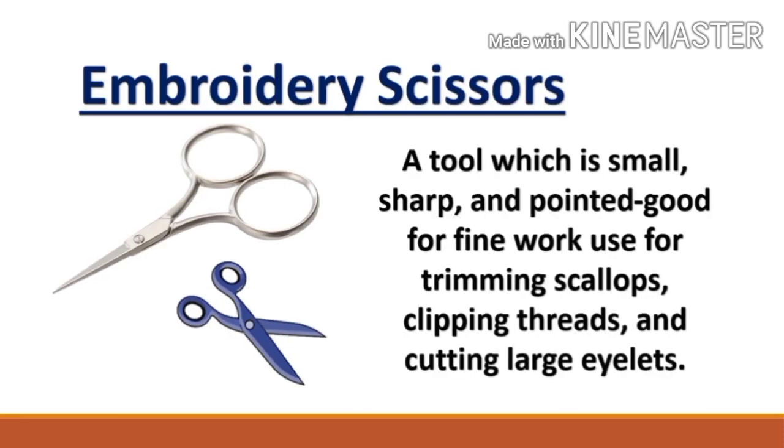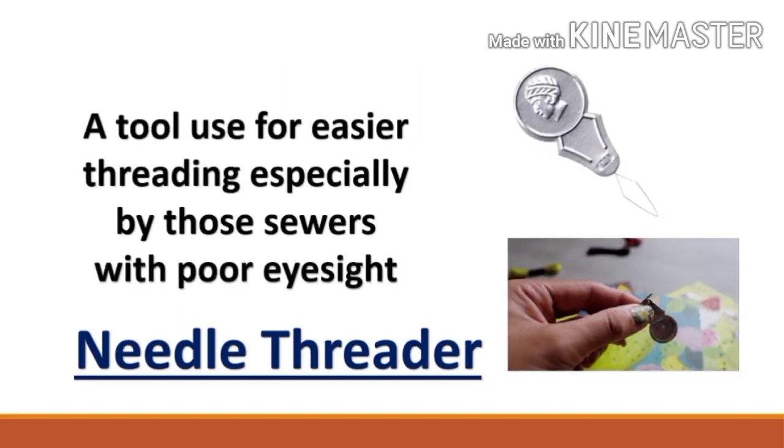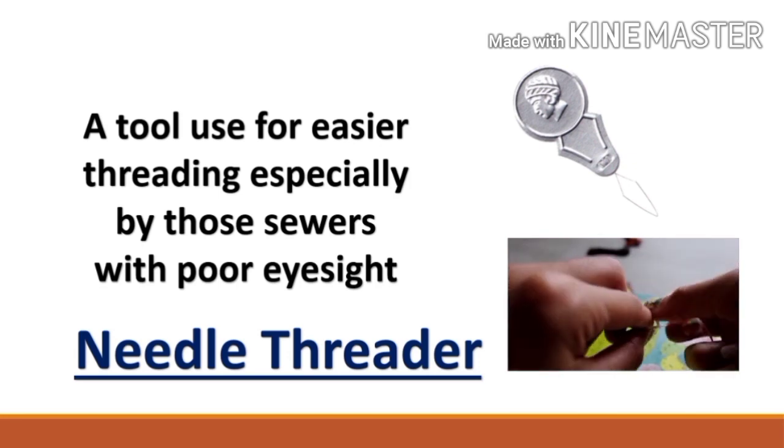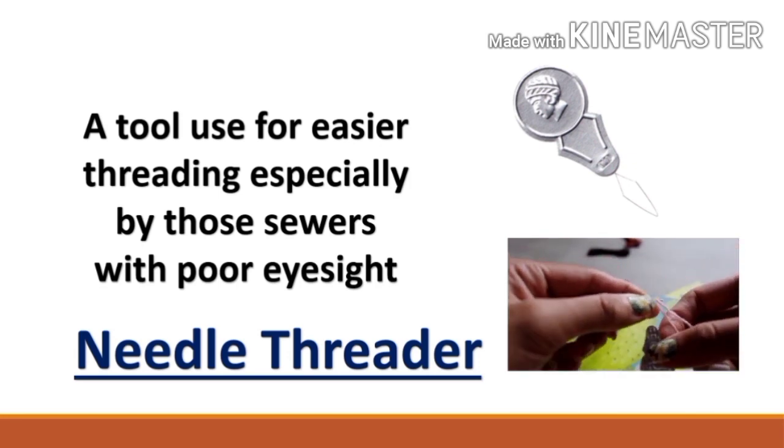The next one is the embroidery scissors. It is a tool which is small, sharp, and pointed. It is good for fine work used for trimming scallops, clipping threads, and cutting large eyelets. The next one is the needle threader. It is a tool used for easier threading, especially by those sewers with poor eyesight.